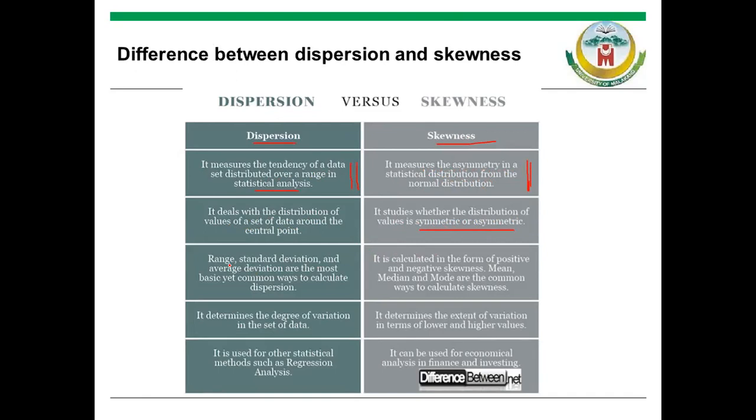In dispersion, range, standard deviation, and average deviation are the most basic yet common ways to calculate dispersion. Skewness is calculated in the form of positive and negative skewness. Mean, median, and mode are the common ways to calculate skewness. Dispersion determines the degree of variation in the set of data, the extent of variation in terms of lower and higher values. Skewness is used for other statistical methods such as regression analysis. It can be used for economic analysis and in finance and investing.